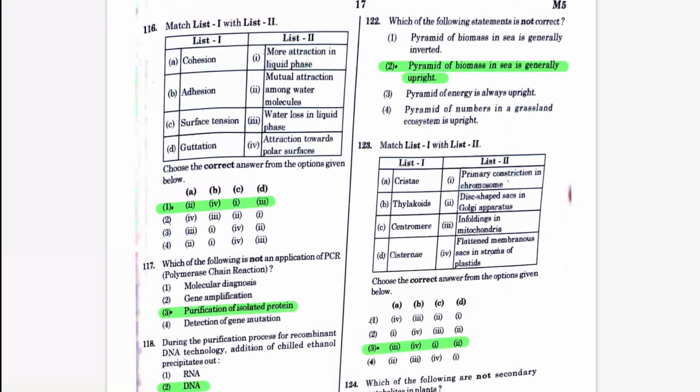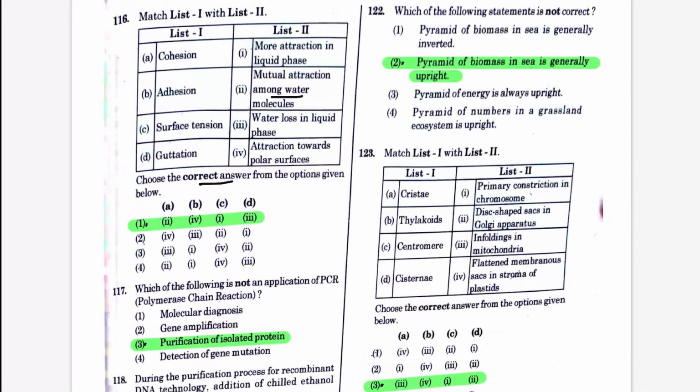Again you must match the following and choose the correct answer. We know cohesion is the mutual attraction between or among the water molecules, whereas adhesion is attraction towards the polar surface, which means attraction between the water molecules and the tracheary elements where it passes through. And surface tension is more attraction in the liquid phase, right? Guttation, we know it is water loss in the form of liquid phase, right? So the answer would be option 1.